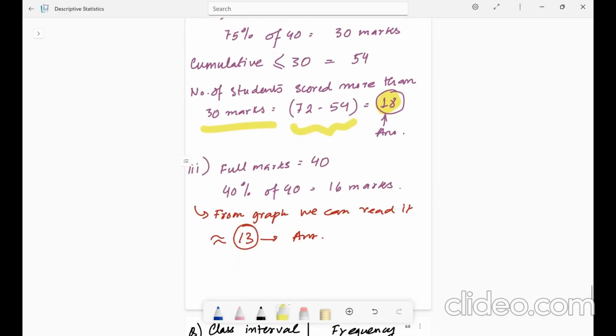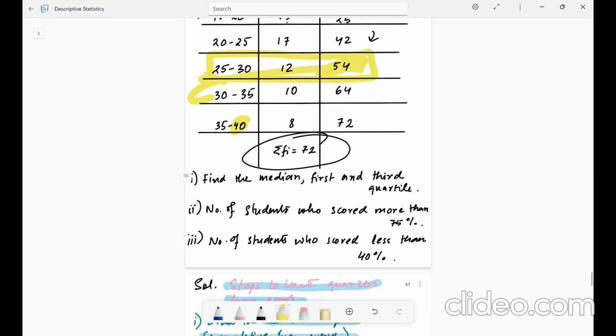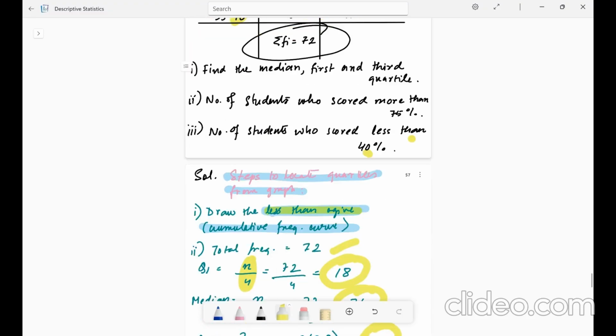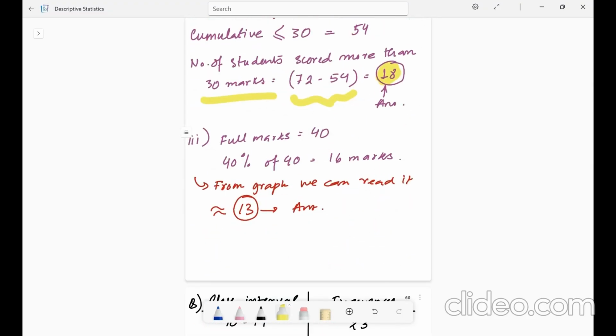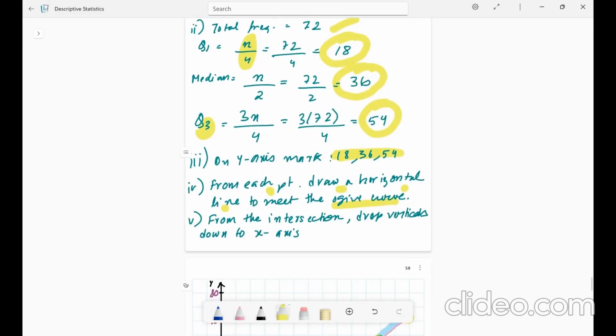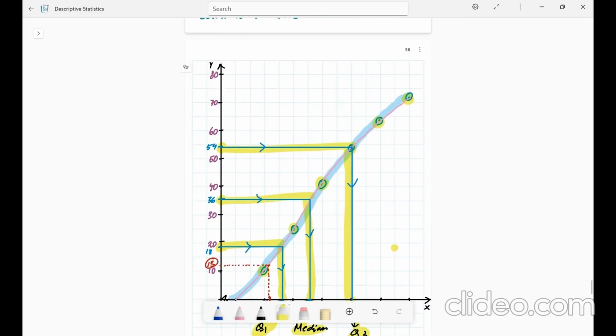Similarly, the next question was the number of students who scored less than 40%. How do you calculate it? Full marks is 40. 40% of 40 is 16 marks. Now here it is a problem. By the interpolation method, we can calculate it. But if we don't know the interpolation method, we will find it through the graph.